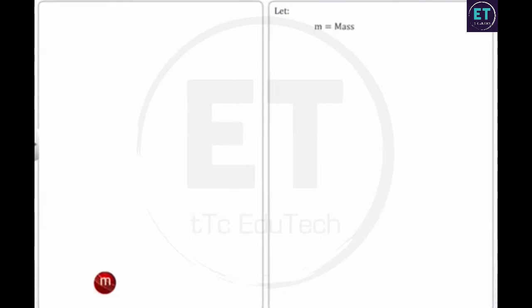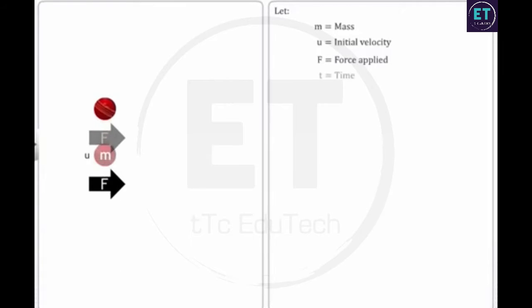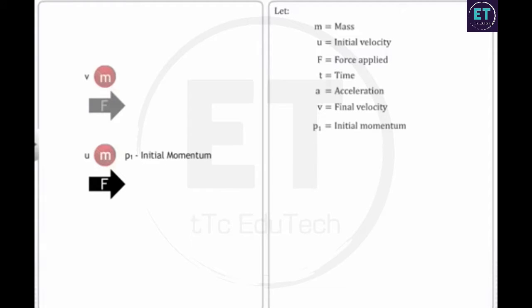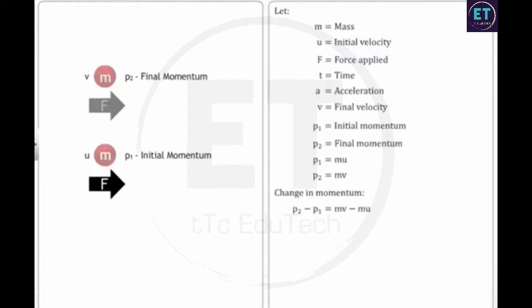Consider a ball of mass m having an initial velocity u. When a force of magnitude F is applied on the ball for time t, the ball moves ahead with an acceleration a. In the time period t, the ball accelerates to a final velocity v. Let P1 be the initial momentum and P2 be the final momentum of the ball. By the definition of momentum, P1 is equal to mu. P2 is equal to mv. Hence, the change in momentum is P2 minus P1, which is equal to mv minus mu, or m multiplied by (v minus u).